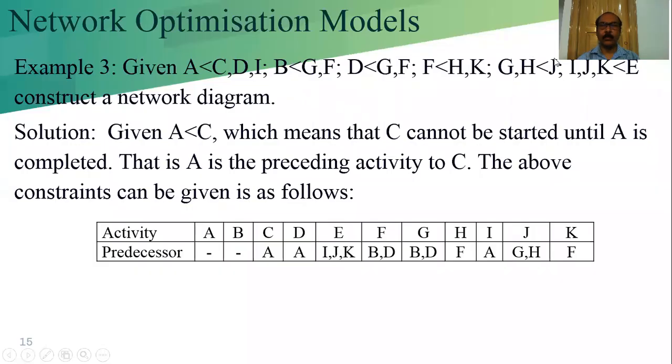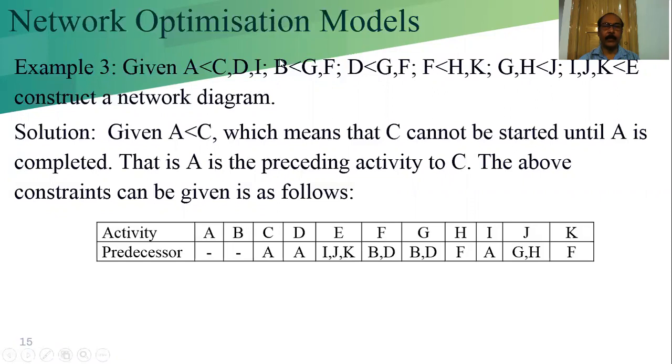Now we have to write this into our notation. Solution. Given A less than C, which means that C cannot be started until A is completed. That is, A is the predecessor activity to C, and C is the successor of the predecessor activity A. The above constraints can be written as in the given table. In this way, we can represent the given problem.